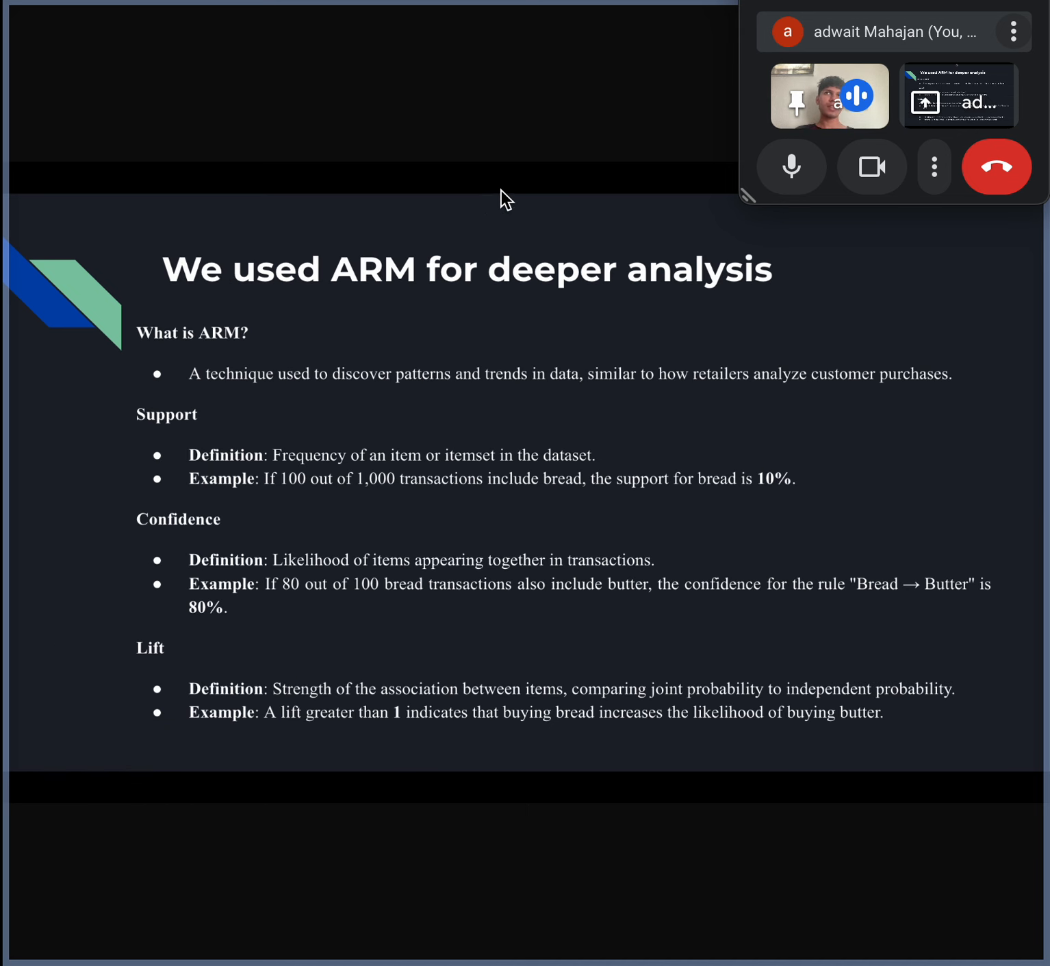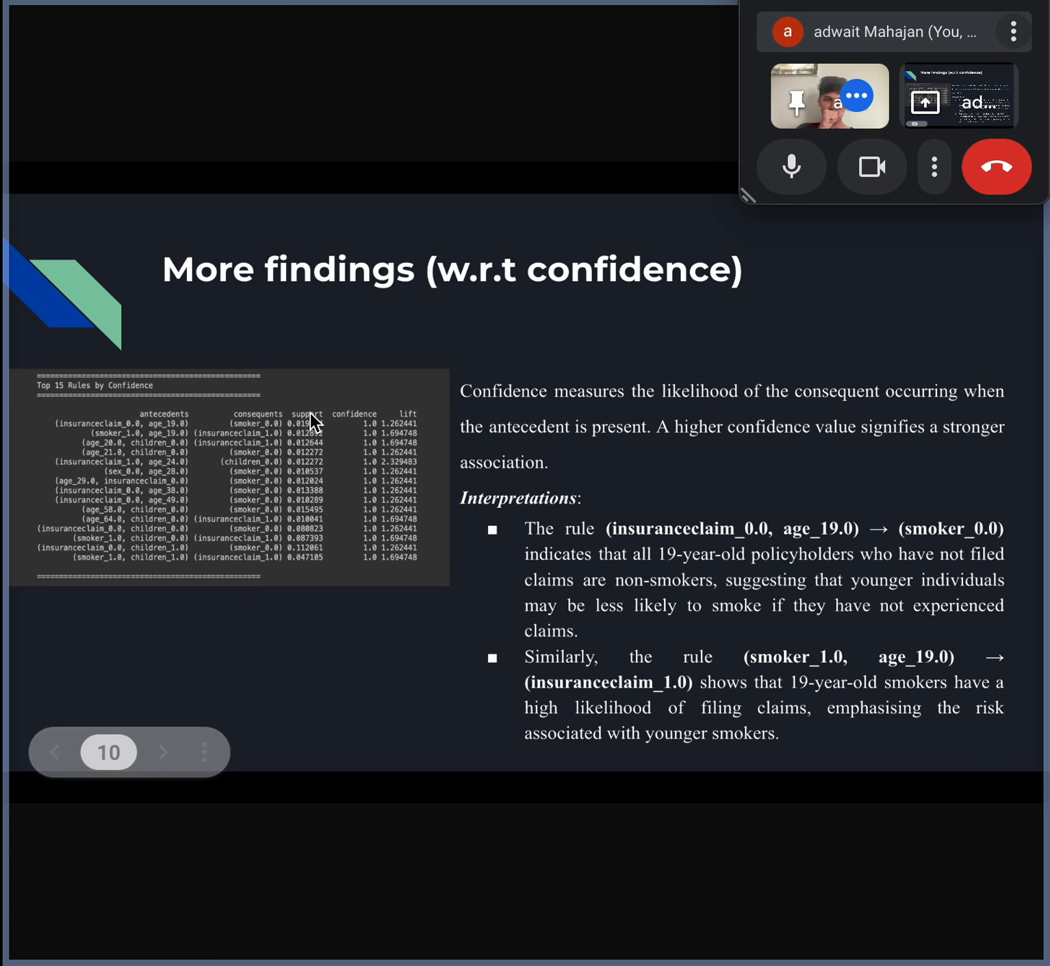In order to get more insights on the data, we used ARM. I understand that it's a bit more technical, so just to break it down in layman terms, ARM is basically a technique which is used to discover patterns and trends in the data, similar to how retailers analyze customer purchases. Now, without going deep into what the rules mean, I would simply dive deeper into the analysis that was done, because that is what we all are looking for right now.